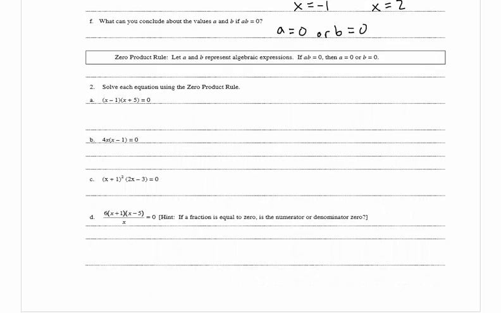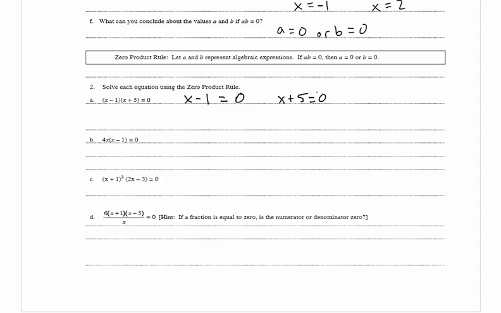In 2, it says solve each equation using the zero product rule. In A, we have (x minus 1) times (x plus 5) is equal to 0. So this equation is equal to 0 if x minus 1 is equal to 0 or if x plus 5 is equal to 0.